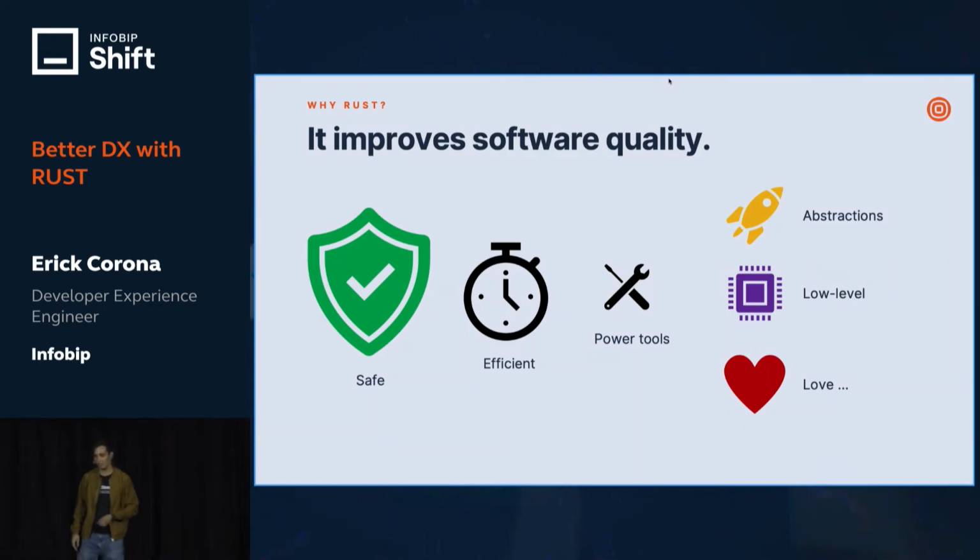Rust improves software quality, and mainly it does so in 2 aspects, which is by creating safer software and more efficient software. And apart from that, you also get very nice tools, very nice abstractions that allow you to write elegant code that can do difficult stuff. And it's low level, so you can control the details of what you're doing. And last but not least, it's a very loved language, and that is important because when you love how you do things and what you're doing, you end up being much more productive and producing higher quality in what you do.